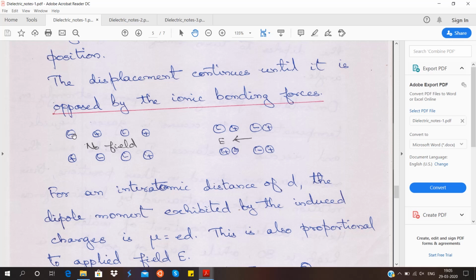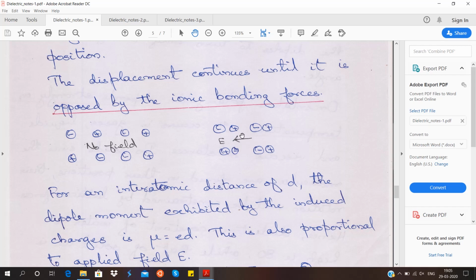When there is no electric field applied, there is an equal space between the different ions. All the positive and negative ions are equally separated, or basically there is a social distancing. So when there is no field applied, all of them are equally spaced. But when I apply a field, they start coming close to each other. This movement of the ions towards each other results in the ionic polarization.